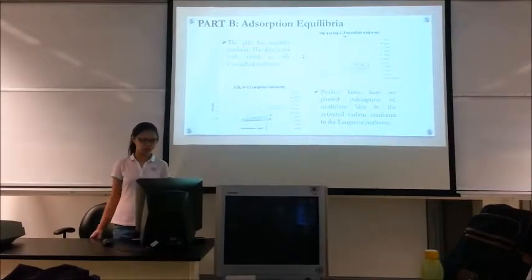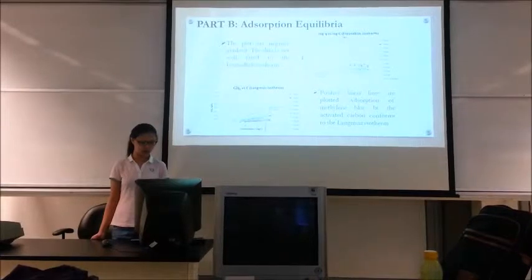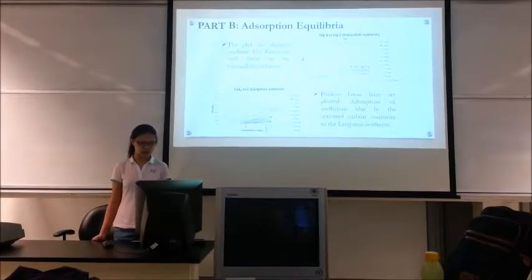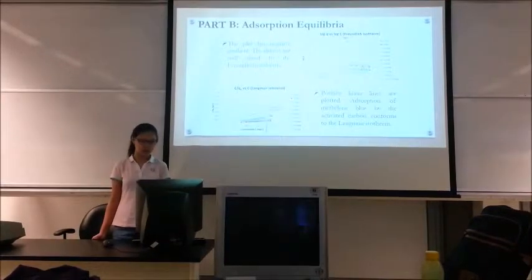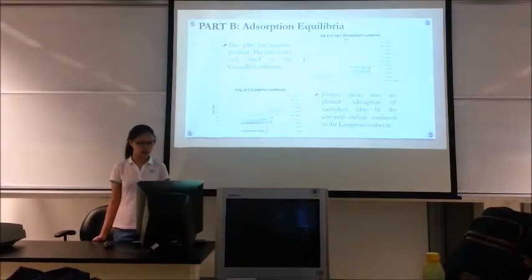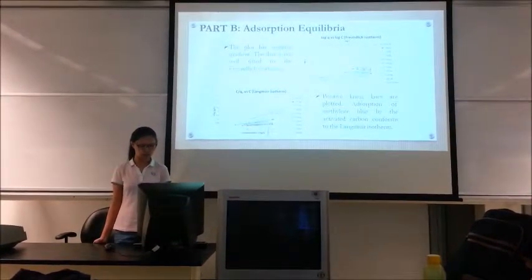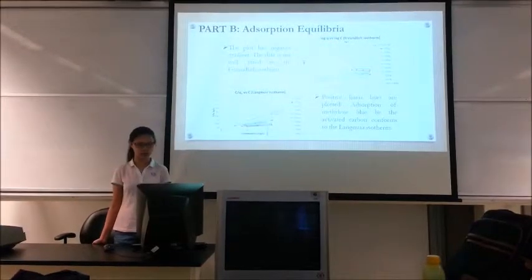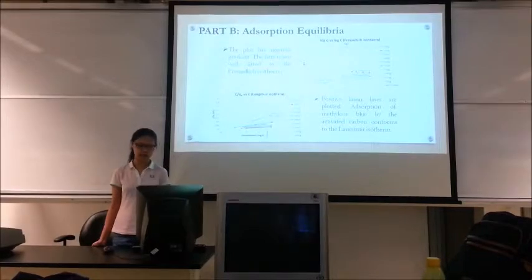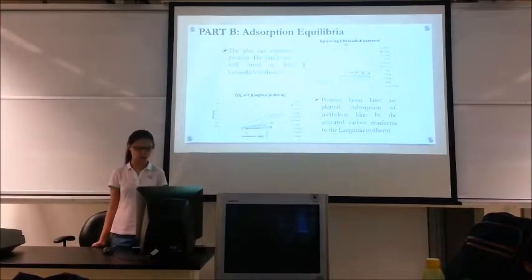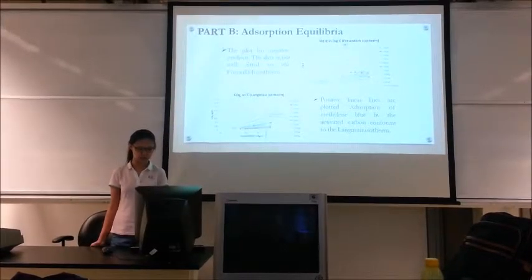Next, for part B, which is the adsorption equilibrium graph, Langmuir and Freundlich isotherms are both plotted based on the data acquired. As we can see from the graph of log Qe versus log C, which is the Freundlich isotherm, the plot has a negative gradient for all amounts of activated carbon added. Therefore, the data is not well fitted to the Freundlich isotherm.